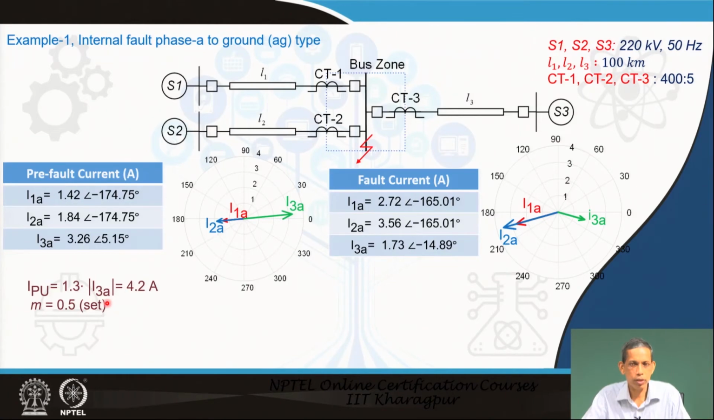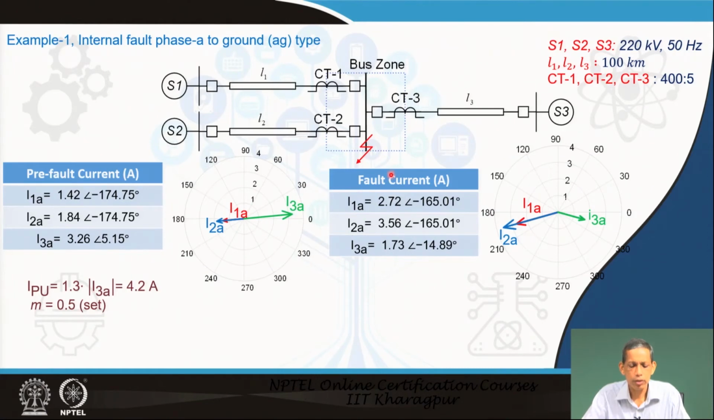For the low impedance protection arrangement, as I already mentioned, IPU equals 1.3 times the maximum current. The maximum current happens to be in the third line, and this is 3.26. So 130% of 3.26 gives you 4.2 ampere, and we have selected the slope M of the percentage biased differential relay to be 0.5. This is about the low impedance percentage biased differential relay.